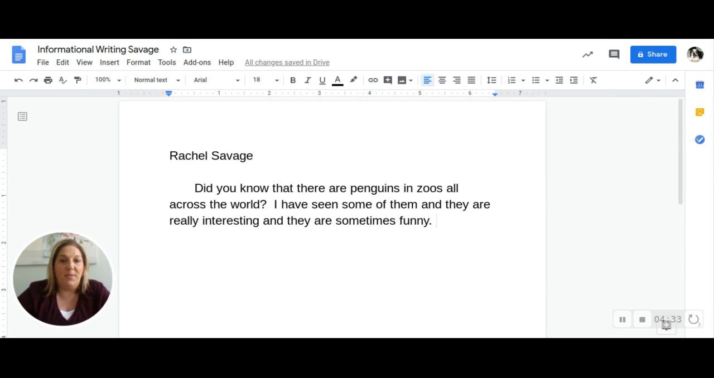I have seen some of them and they are really interesting and they're sometimes funny. I saw some video online of penguins hopping downstairs the other day. It was actually kind of funny, I guess because they don't really have legs with knees that can bend, and they were hopping down the stairs and there were people walking with them. So they're sometimes funny. But again, if I had my research, I could see some of the benefits of penguins or why they are an awesome animal. I would put that in there, why people should read it.